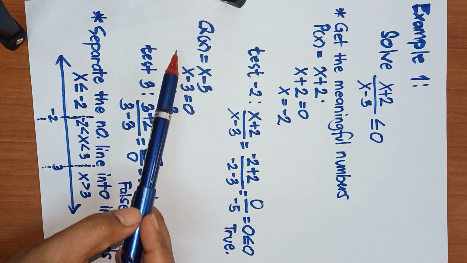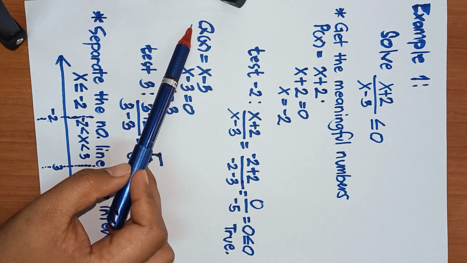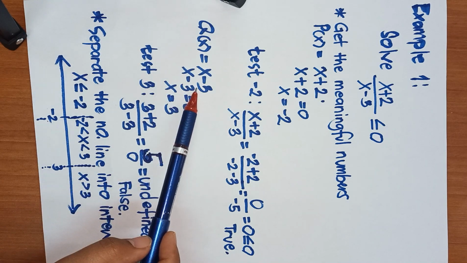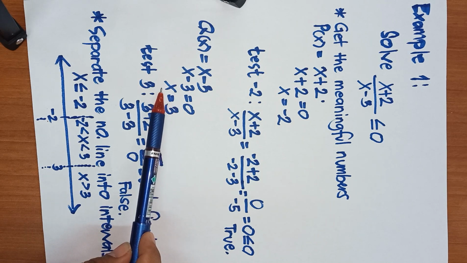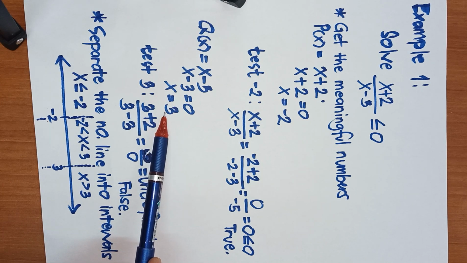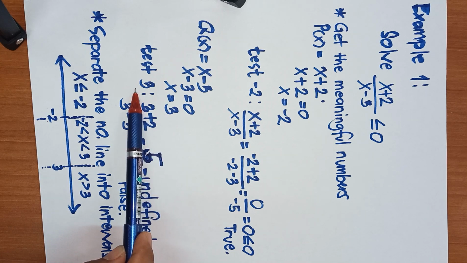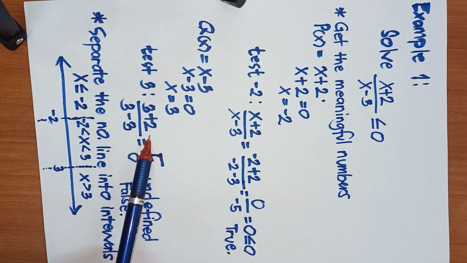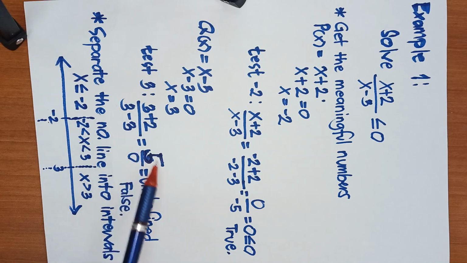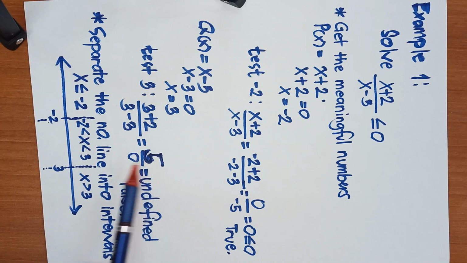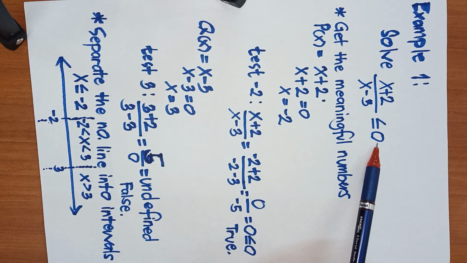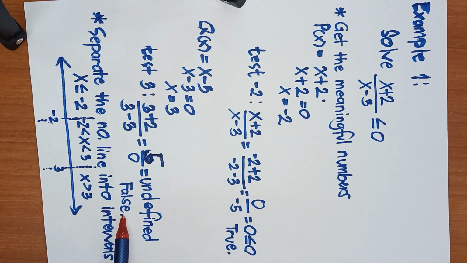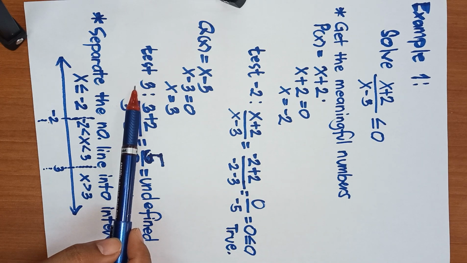The next is to get the zero of the denominator, which is represented by q of x. So that is x - 3. x - 3 = 0 will be turned into x = 3, positive 3. Now we test if 3 is part of the solution by substituting 3 for x in the rational inequality. So we have (3 + 2)/(3 - 3), that is equal to 5 over 0, and 5 over 0 is undefined. And undefined is not less than or equal to 0, so it is a false statement. Therefore, 3 is not part of the solution.